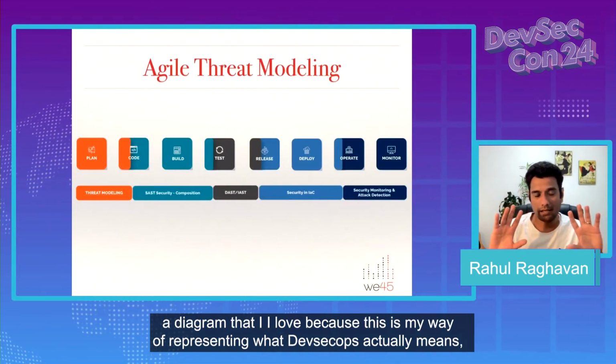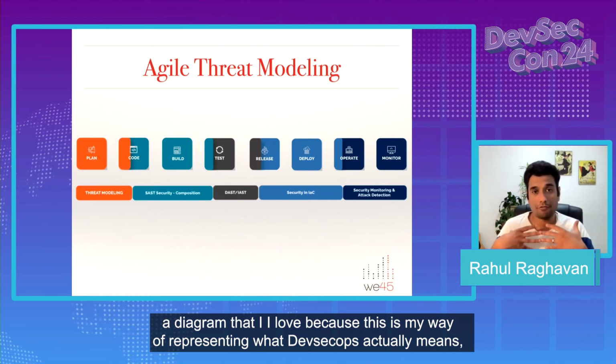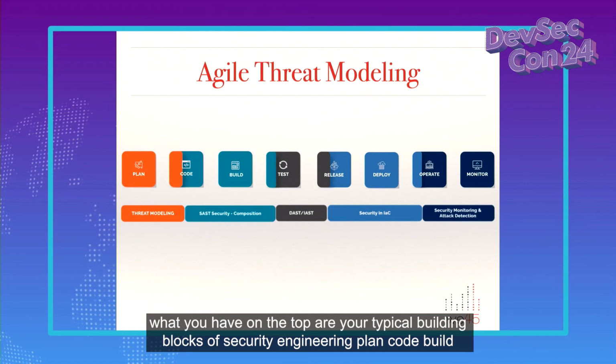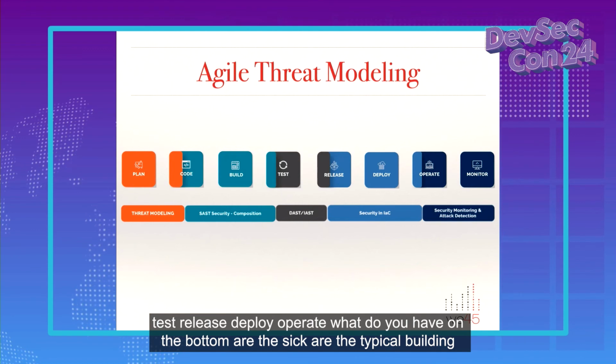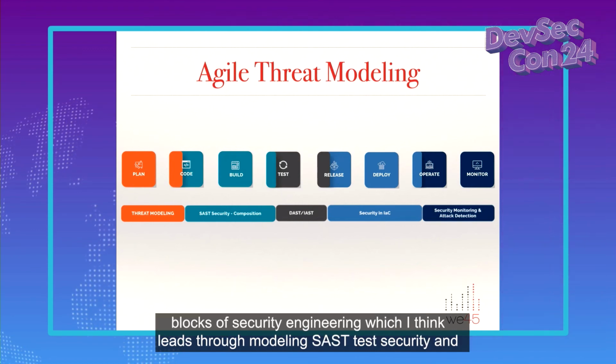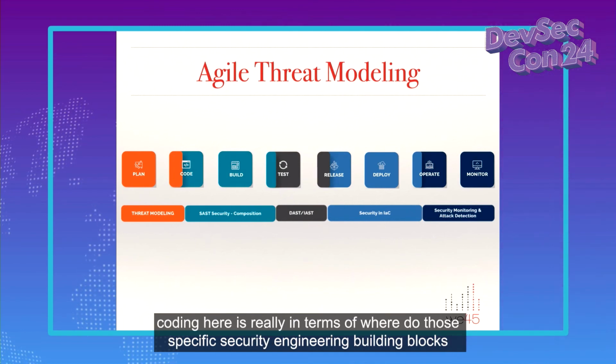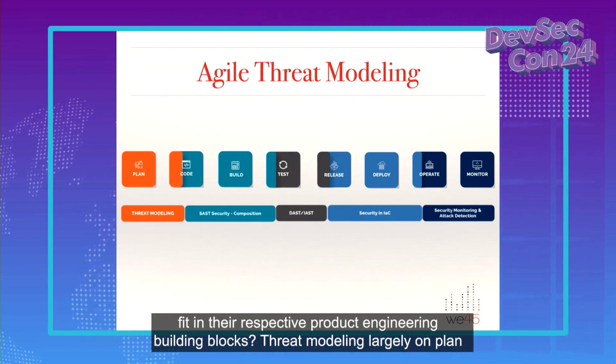diagram that I love, because this is my way of representing what DevSecOps actually means. What you have on the top are your typical building blocks of product engineering: plan, code, build, test, release, deploy, operate. What you have on the bottom are the typical building blocks of security engineering, which essentially is threat modeling, SAST, DAST, security and infrastructure, and then security monitoring and attack detection. And really the color coding here is in terms of where those specific security engineering building blocks fit in their respective product engineering building blocks.